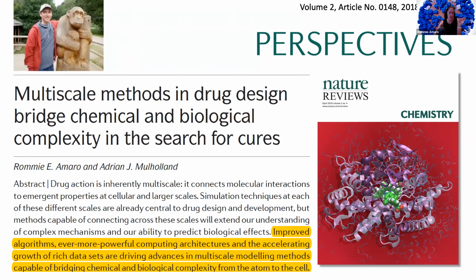And so this talk is going to be very high level, and I'm not going to get into too many details, but if people are interested in learning more about particular methods for multi-scale, I just wanted to point out this review that I wrote with a colleague, Adrian Mulholland, now a couple of years ago, where we talked about the development and application of multi-scale methods, particularly with the focus on how they're useful in bridging chemical and biological complexity with an eye for drug discovery, if you want more information.